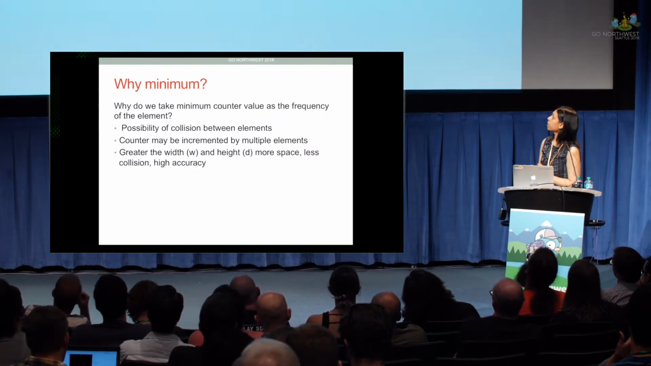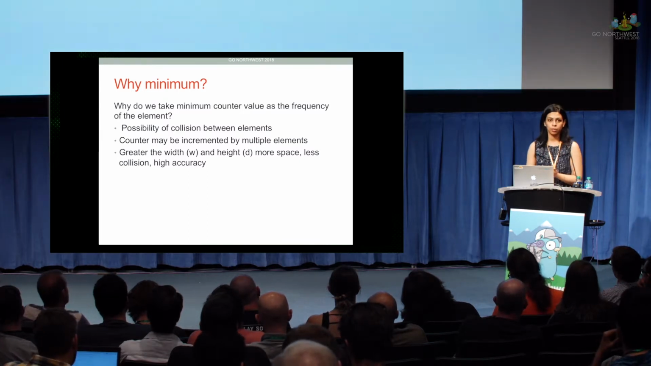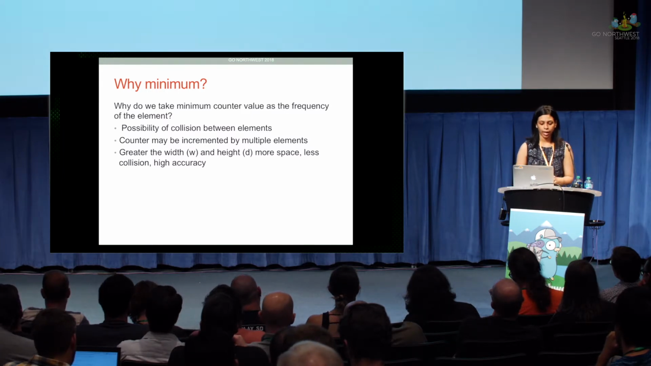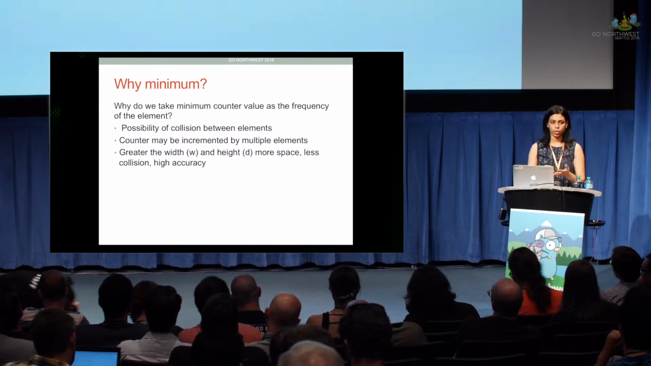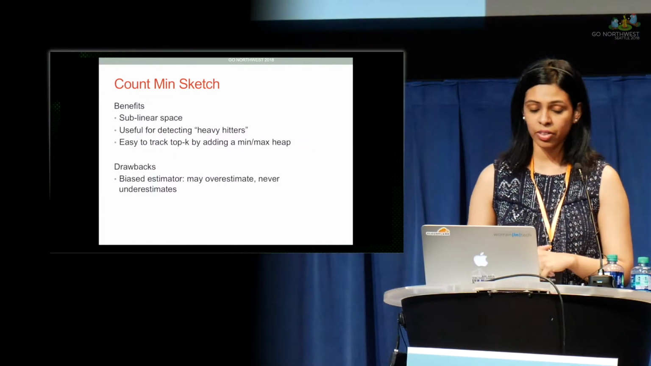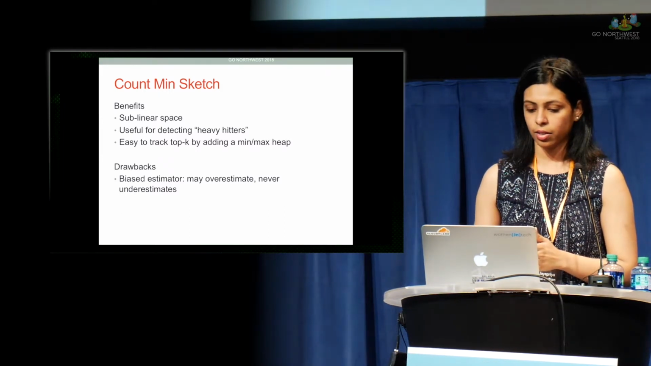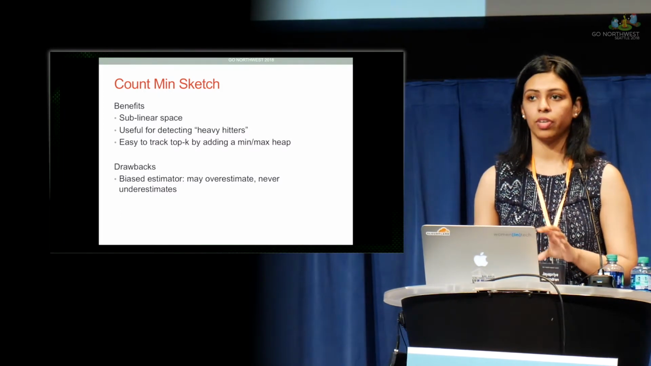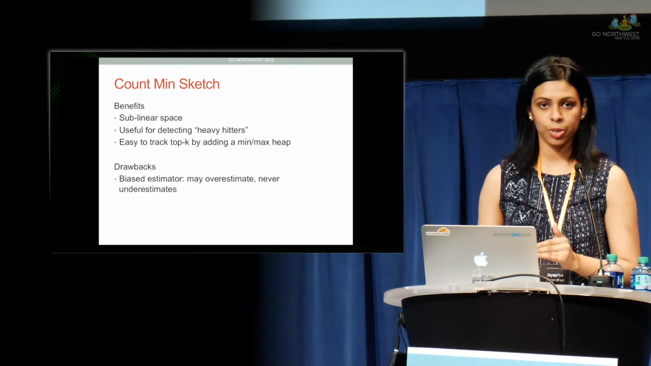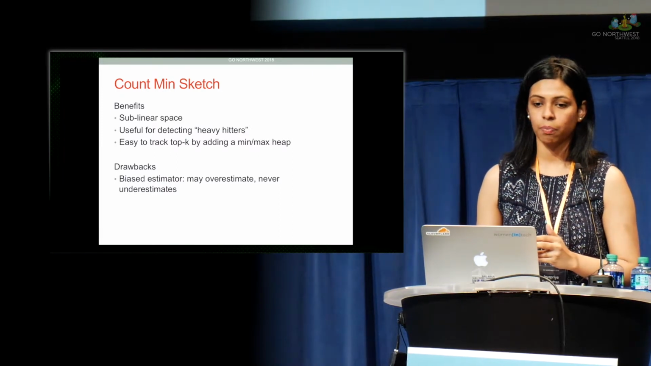Yeah, this minimizes the possibility of collision between the elements, since a counter may be incremented by multiple elements. The greater the width and height, the less collision and the higher the accuracy. The benefits: it's also sublinear space. It's not proportional to the number of elements you are going to process, but way lesser than that. Super space efficient and useful for detecting the heavy hitters.